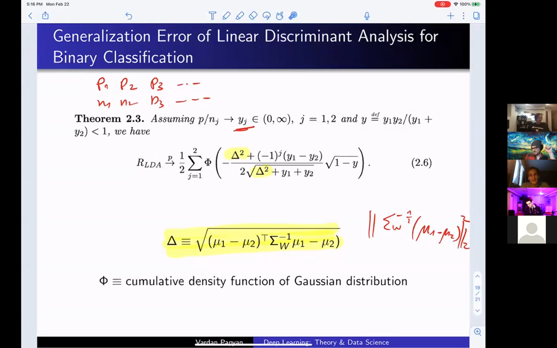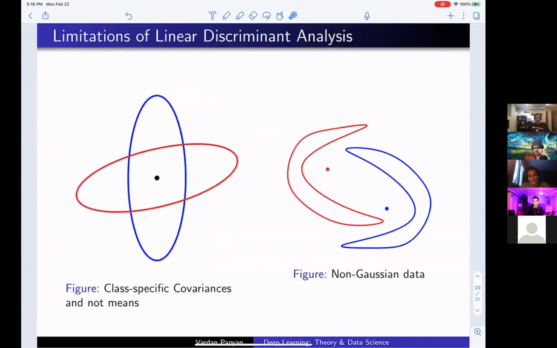And this LDA algorithm has its limitations, of course. One of the limitations is that the algorithm essentially relies on the class means. The class means are what differentiate between the different classes. And you might have cases in real life where the class means are not differentiating your data, but the covariance is differentiating the different classes.